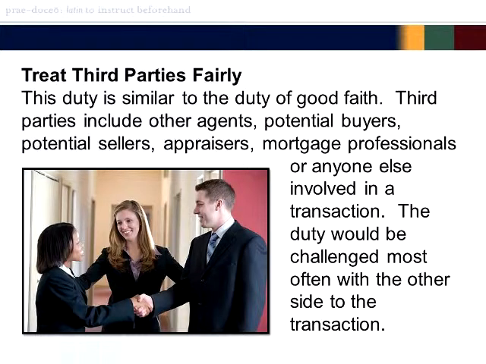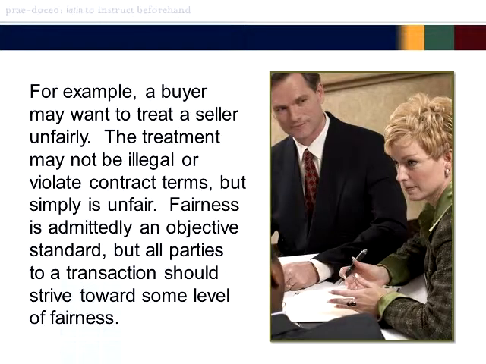Treat third parties fairly. This duty is similar to the duty of good faith. Third parties include other agents, potential buyers, potential sellers, appraisers, mortgage professionals, or anyone else involved in a transaction. The duty would be challenged most often with the other side to the transaction. For example, a buyer may want to treat a seller unfairly. The treatment may not be illegal or violate contract terms, but simply is unfair. Fairness is, admittedly, an objective standard, but all parties to a transaction should strive towards some level of fairness.